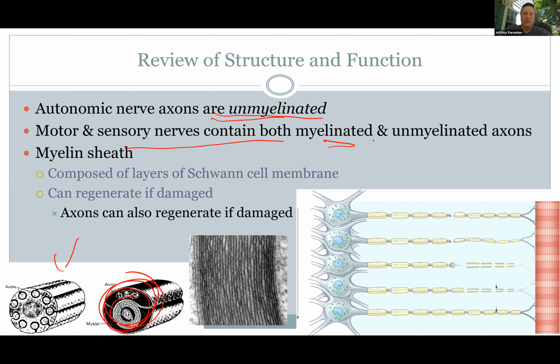And then motor sensory, the ones that are fast are myelinated, but there's some unmyelinated ones too. And so you can see this is a beautiful electron micrograph showing all the layers of myelin. So a Schwann cell just coats this beautifully.